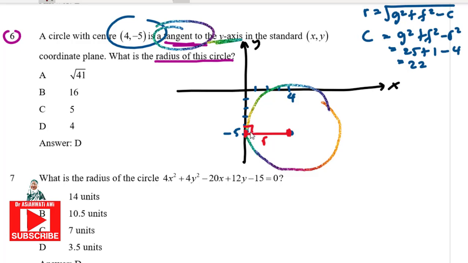So it means the distance from here is r. It forms a 90 degree angle. Why? Because that one is the tangent, r. So the distance from the center to this y-axis line is 1, 2, 3, 4. So r is equal to 4.